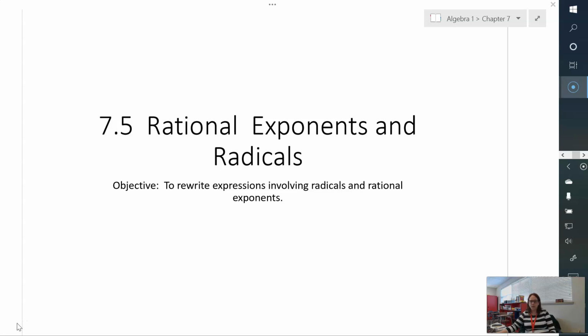And our objective is we're going to rewrite expressions involving radicals and rational exponents. And actually, we can convert back and forth. If I write it as a radical, I can rewrite it as a rational exponent and the other way around.